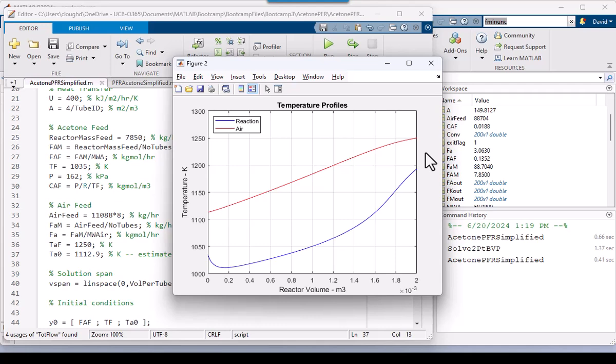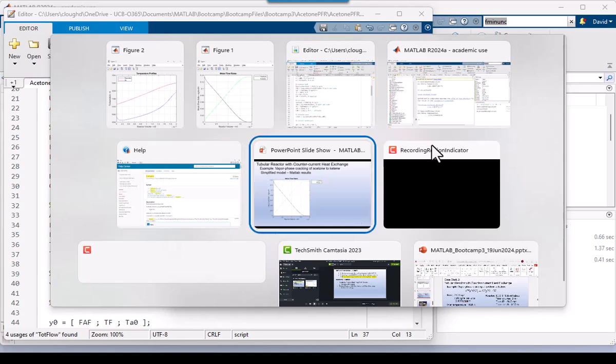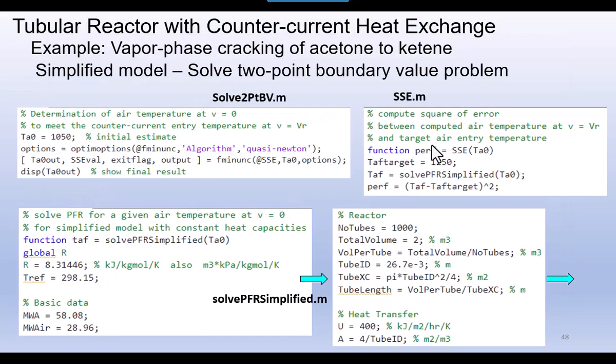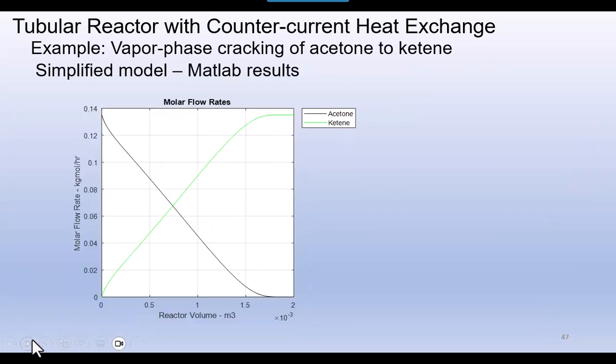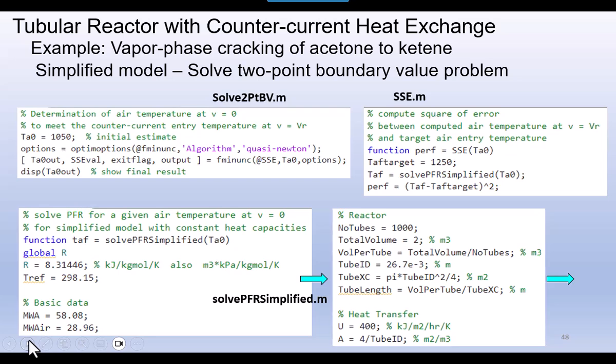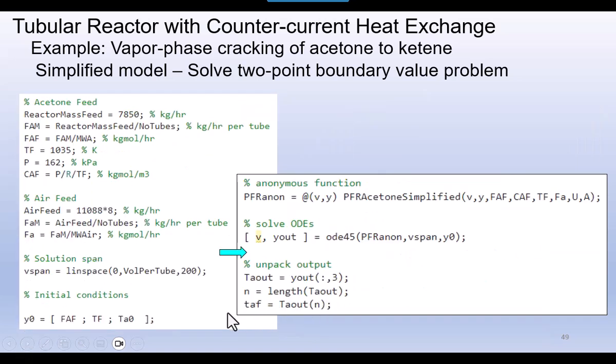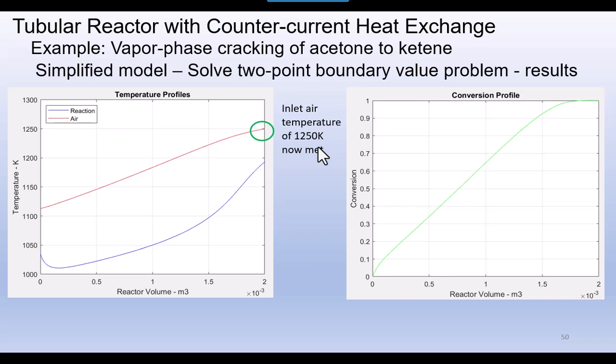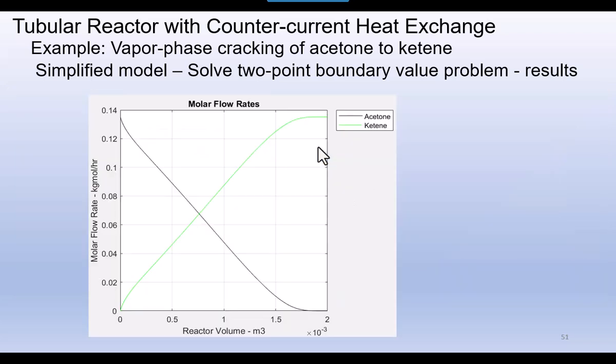So having done that, we're going to look at our slides for a moment and say that here is, and this comes back to that solution scheme that we had on the one slide, the solve using FMIN-UNC, which requires SSE, and the SSE uses the solve PFR simplified, which is this particular set of code, all right, and returns essentially at the end of the integration the entry air temperature from the model solution, and then it shows that we get the correct result for that, okay? And we have our molar flow rate chart.